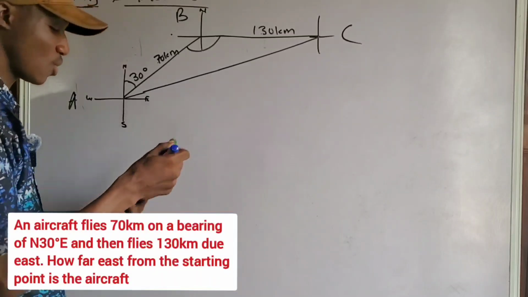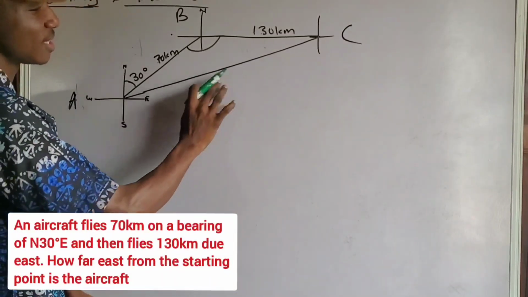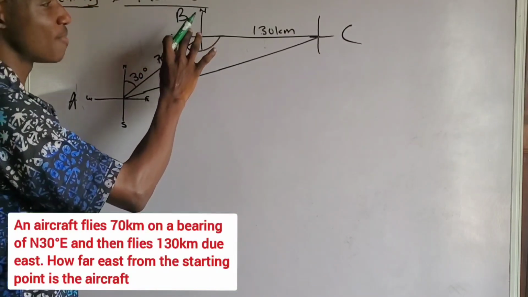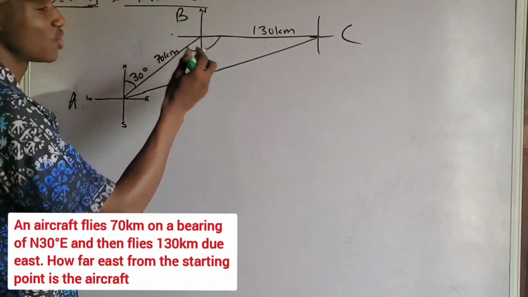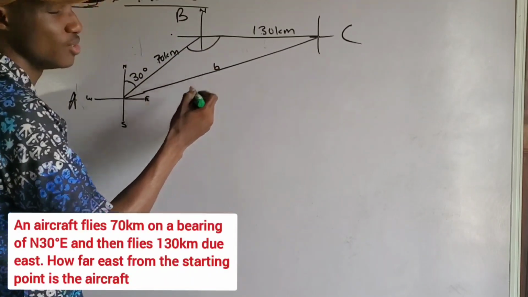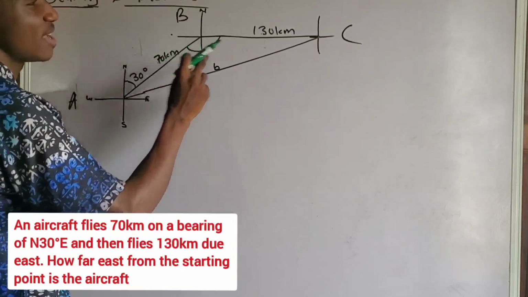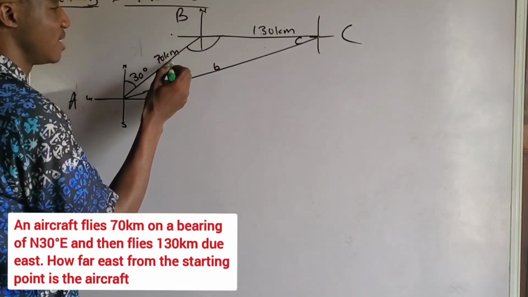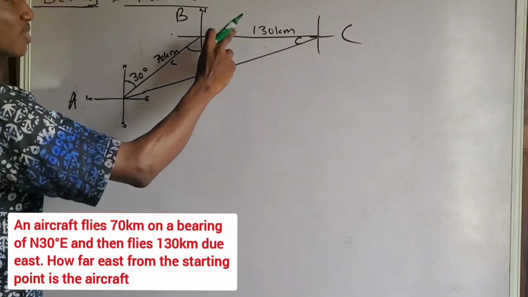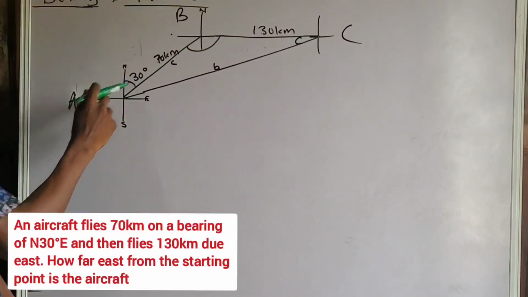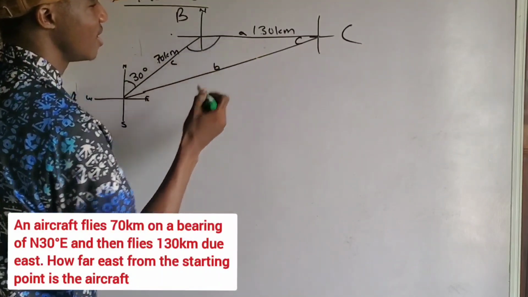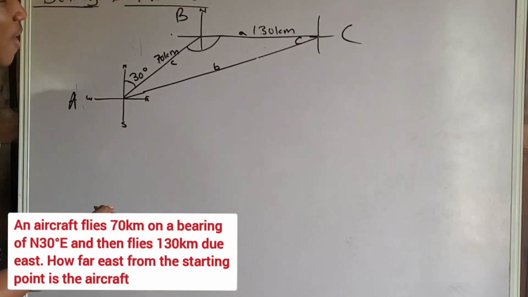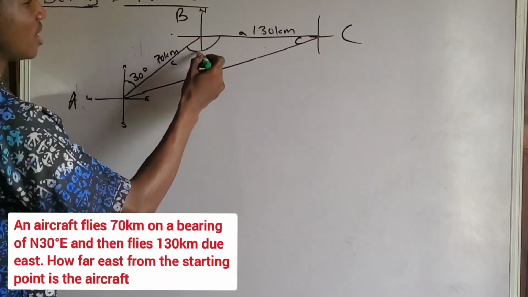Are you getting it? This side that you see here faces angle B, so we can represent that with small letter b. This side faces angle C, so we represent it with small letter c. And this side faces angle A, so we represent it with small letter a. Do you understand? Now before we can make use of cosine rule, we need the angle that is here.